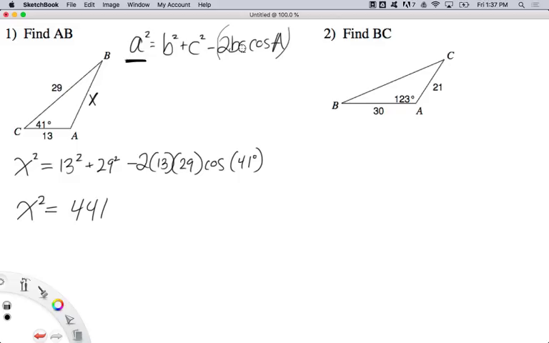That's a good point. When you're plugging it into your calculator, fortunately your calculator knows the order of operations. So you can just plug it in and get the answer. Does that make sense to you guys? Okay, what do I do now? Square root. And I get x equals 21. You guys see that?